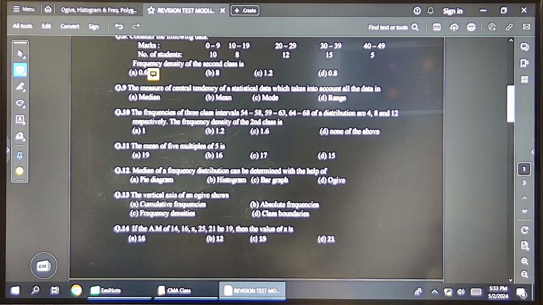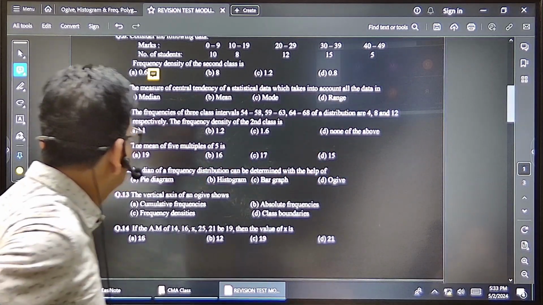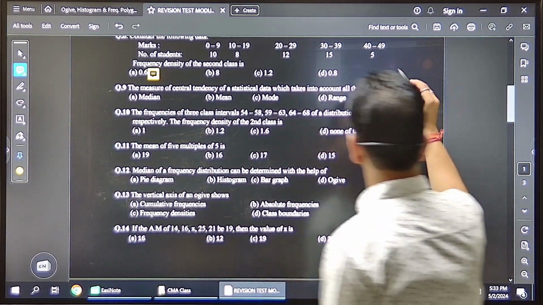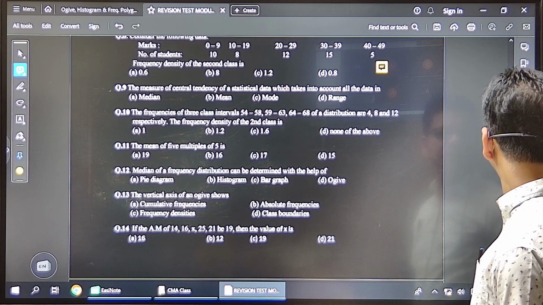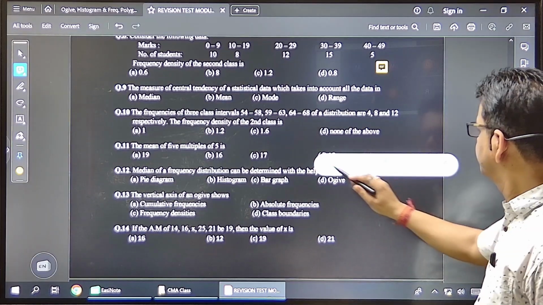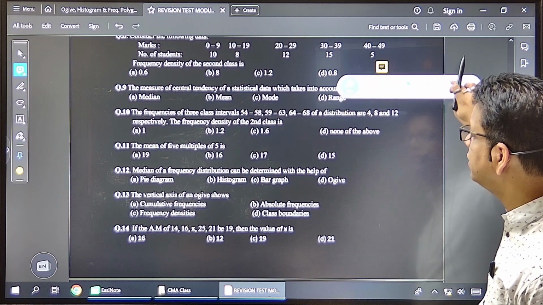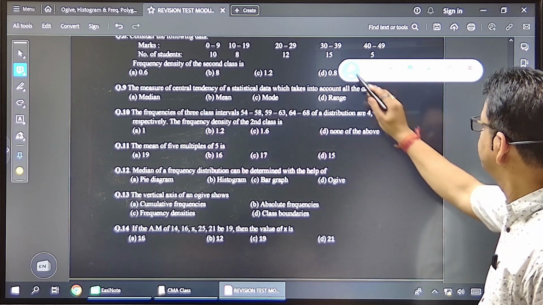The measure of central tendency, actually we did not do this question. The measure of central tendency of a statistical data which takes into account all the data is what? Look at this. One simple example. I have some numbers like this. One simple example, you will all understand this. Okay, look at one example. I'm talking about question number 9.